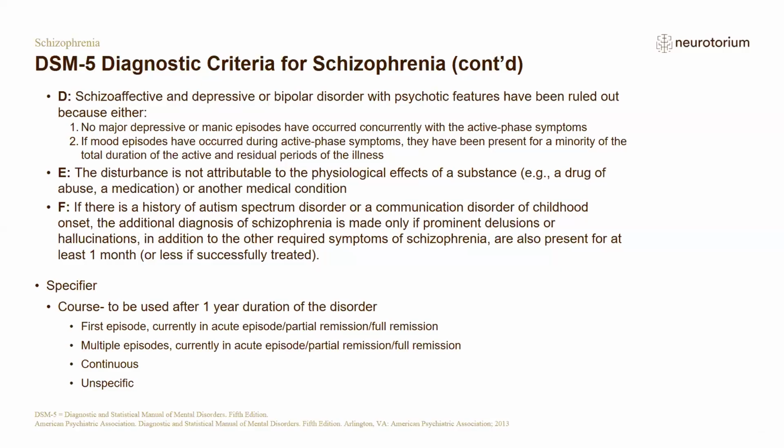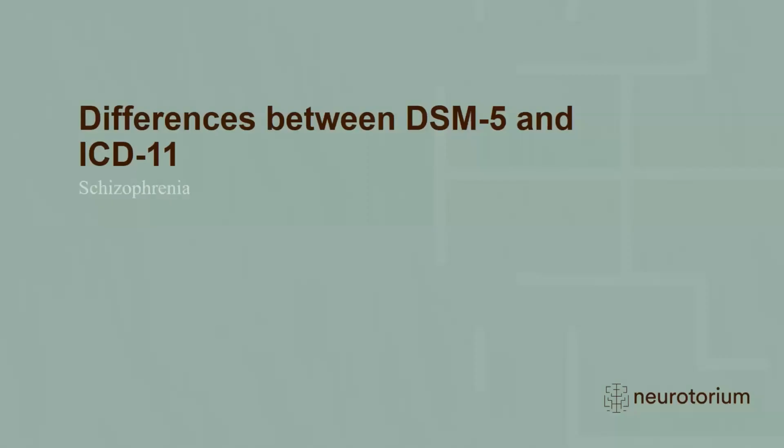So if someone has a history of autism at any point, for you to be able to say this person has schizophrenia, there have to be additional strong psychotic symptoms, such as hearing voices, them having delusions, and so on. But if you so kindly note this point about autism spectrum disorder or a communication disorder. And certainly there are specifiers, but which we shall not delve into because of time. So you could specify and say this is, for example, a first episode, and it is currently in an acute episode, or it is in partial remission or in full remission. You could say these are multiple episodes, and so on and so forth. So that is the DSM-5 for you.